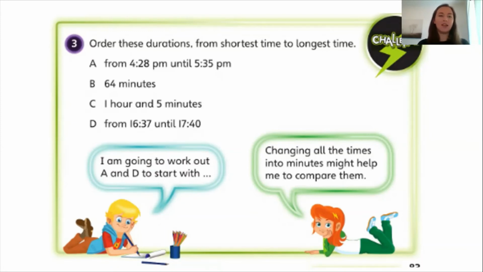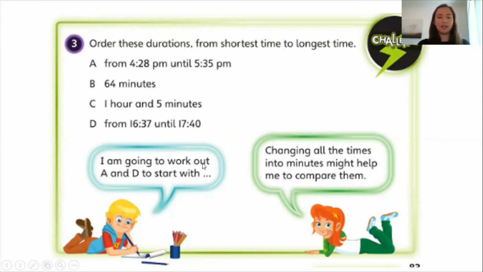Okay, so it asks us to order these durations from the shortest time to the longest time. A is from 4:28 p.m. until 5:35 p.m. B is 64 minutes. C, 1 hour and 5 minutes. And D, from 1637 until 1640. The 2 children here give us some clues.